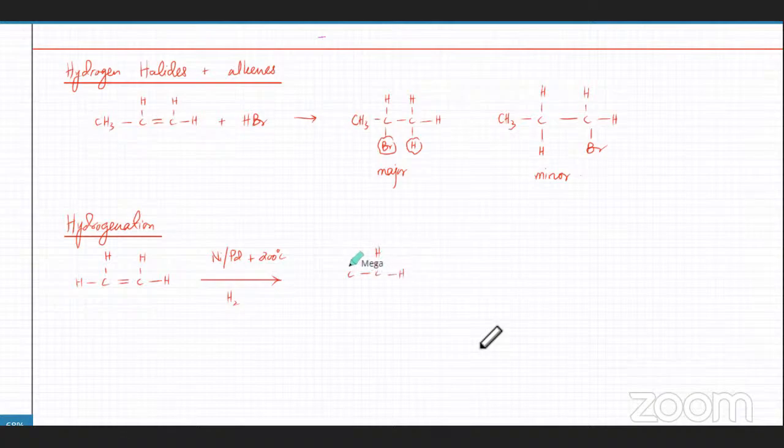What was the significance of this reaction? Why was this reaction important from an industrial point of view? The production of margarine. So you had unsaturated vegetable oil, I mean, natural vegetable oil, which had double bonds in them, and you could convert them into margarine.